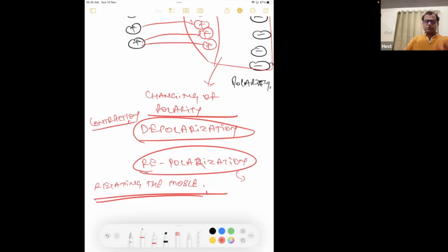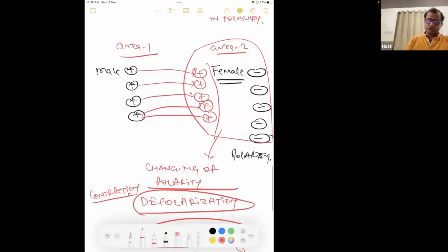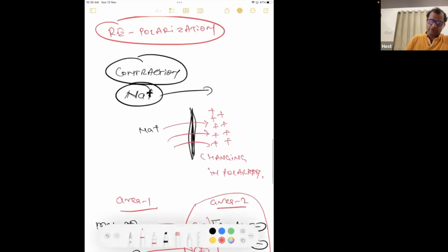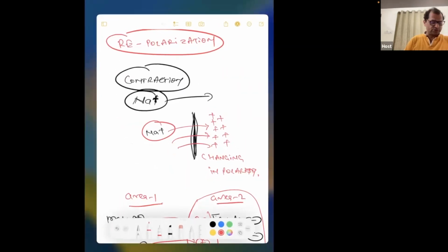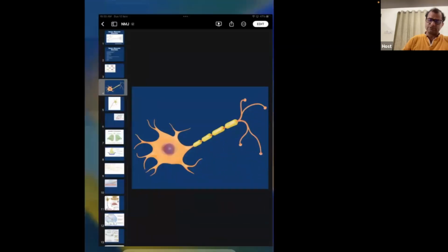Right. But we have to understand one thing. Whenever sodium is entering anywhere, it will bring the contraction. It will change the polarity. We are going to use this condition multiple times.